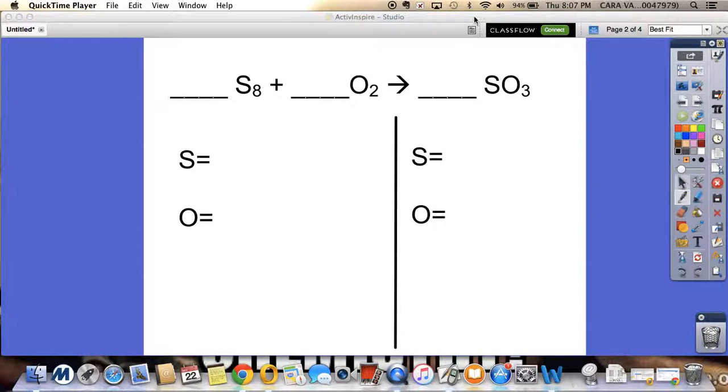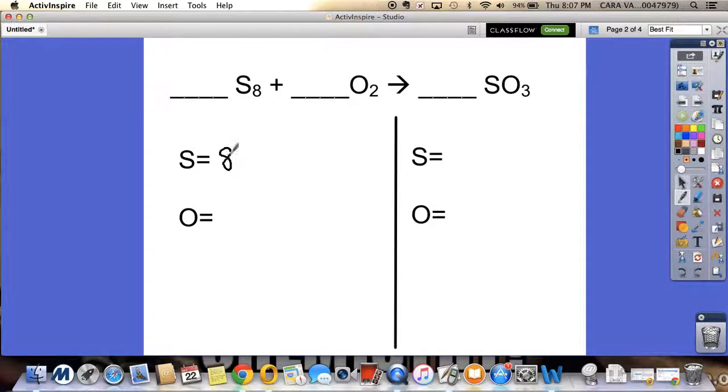Here we are, guys, tutorial number 2. Pretty basic, same thing that we just did. Let's take a look again. The first thing that you should be looking at here is I see sulfur has 8 atoms. So I'm just going to go ahead and write that down so I kind of know what I'm trying to get to. And I see that oxygen has 2 atoms. So that's what I'm starting with.